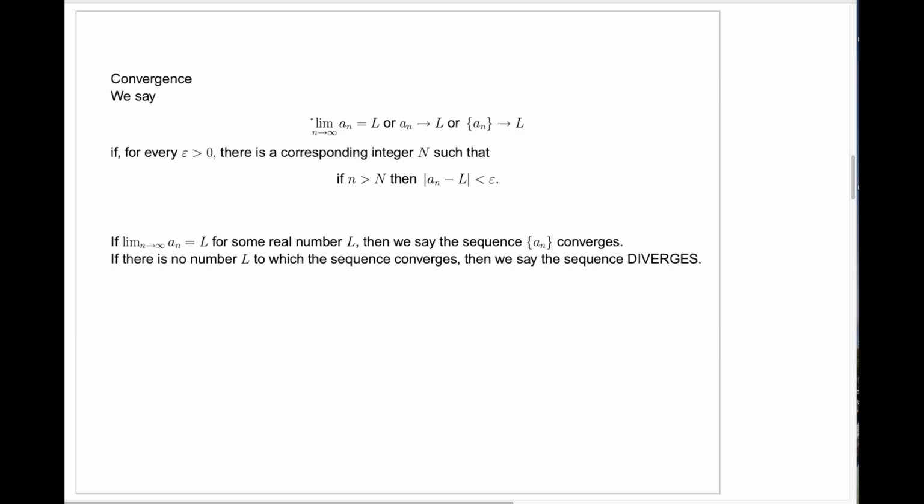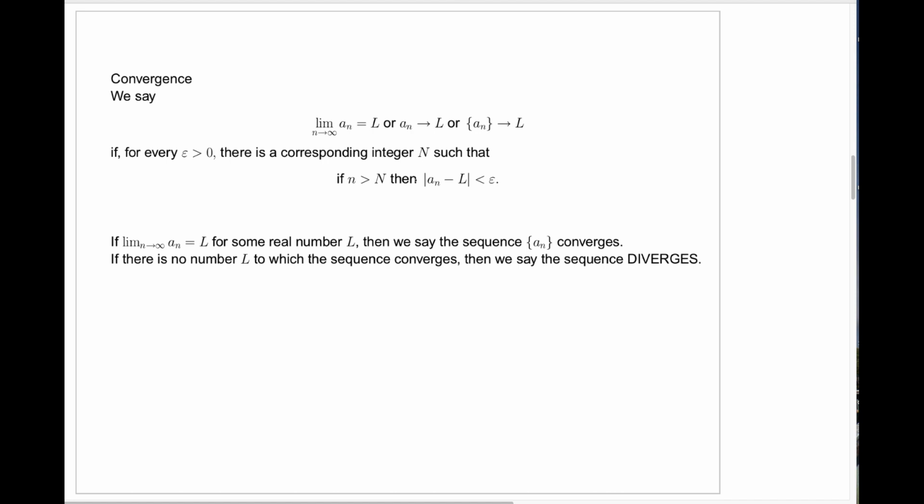We say that the limit as n approaches infinity of a sub n is L, or these are other ways to write it, as I've already said, if for every epsilon greater than 0, we use a Greek epsilon here to denote some small positive number. It has to be a positive number. If for every epsilon greater than 0, there's a corresponding integer, capital N, such that if little n is greater than capital N, then the absolute value of a sub n minus L is less than epsilon.